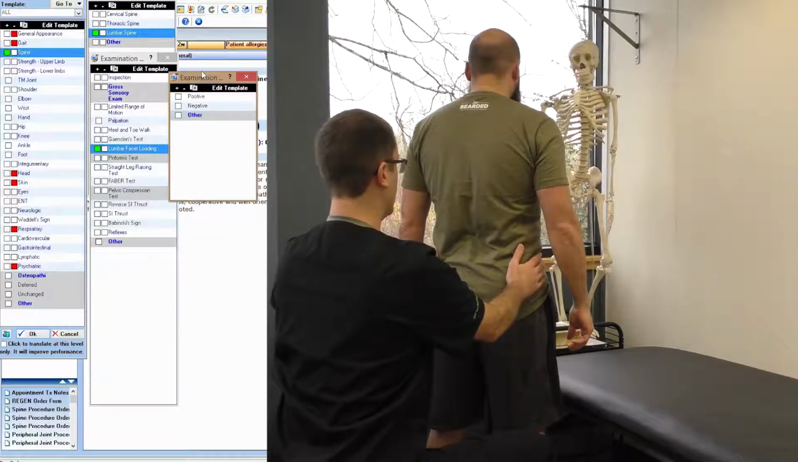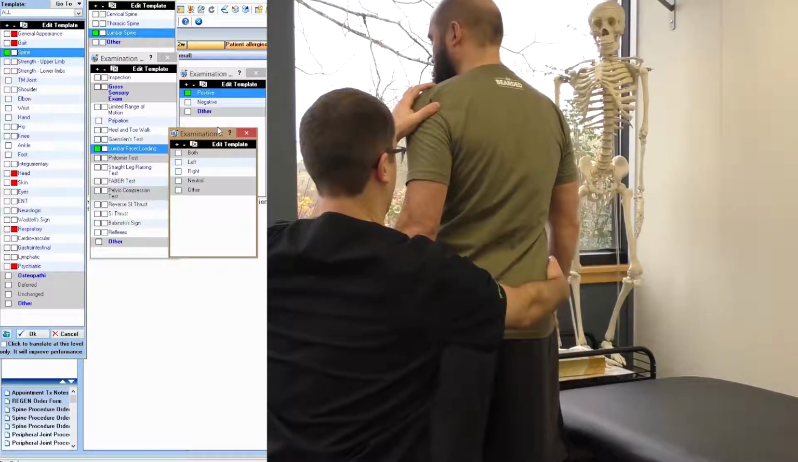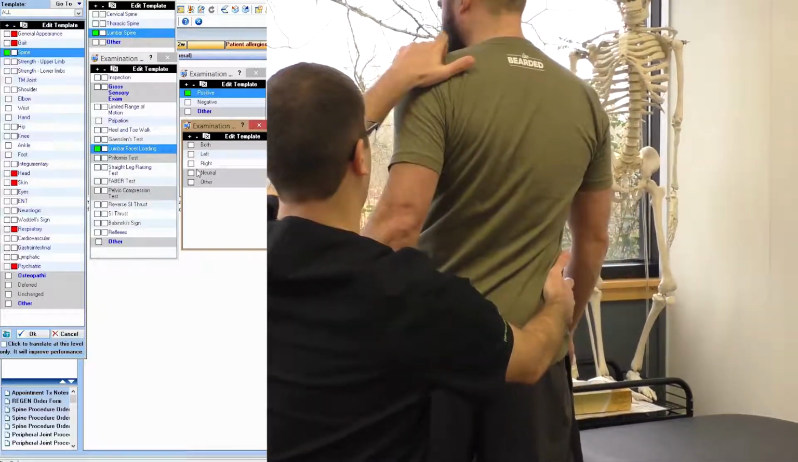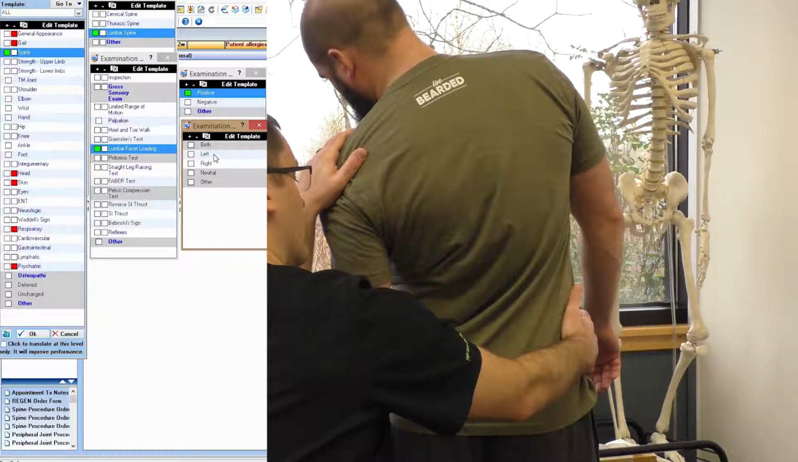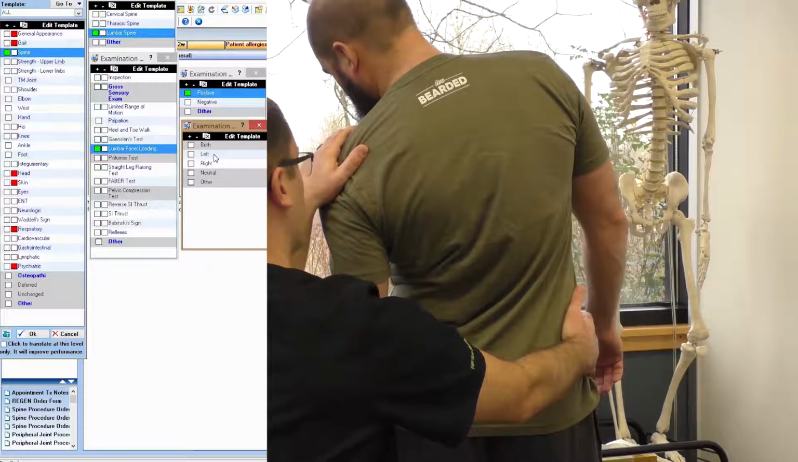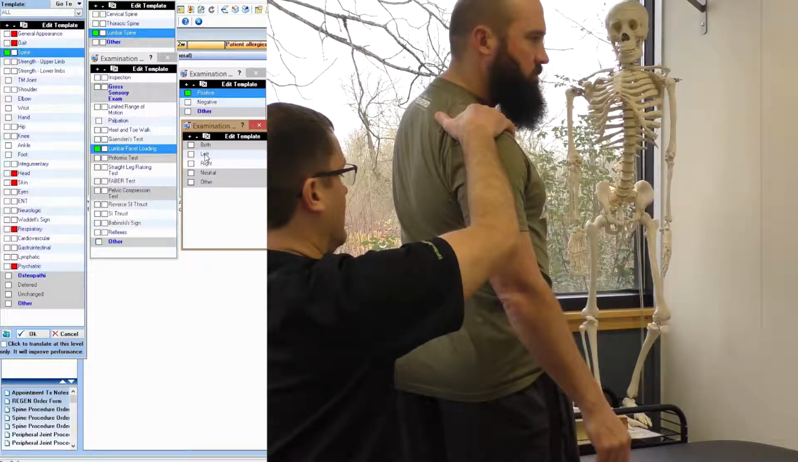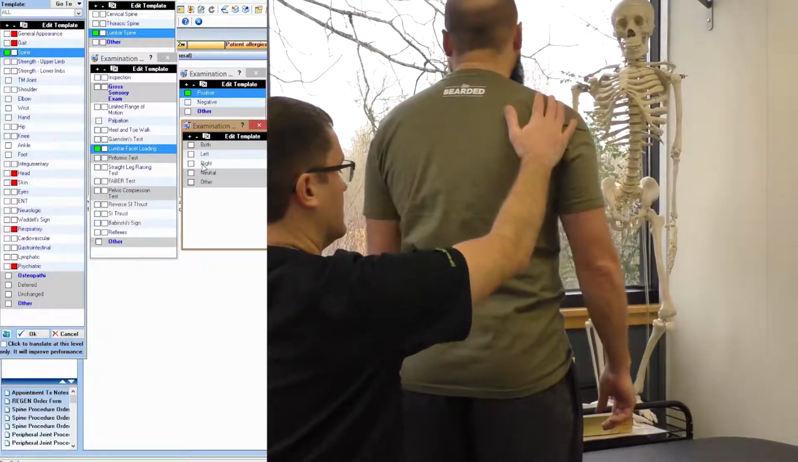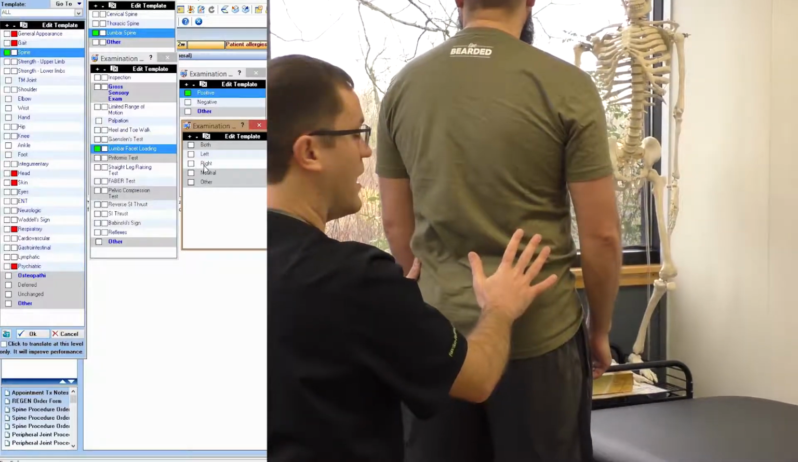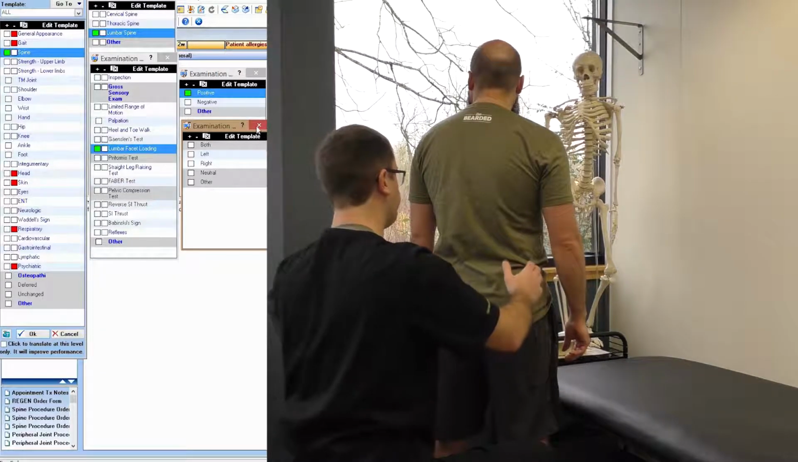Now, keeping those hips like that, we're going to twist your torso this side. Try to keep your hips straight. There you go. And then I'm going to bring your shoulder down towards me. Lumbar facet loading to the left. We're going to do that again this side. To the right. So, no positive findings, so just document lumbar facet loading negative.